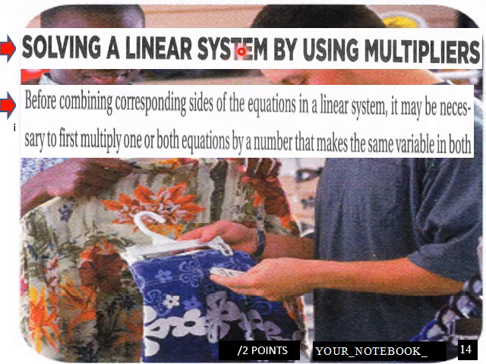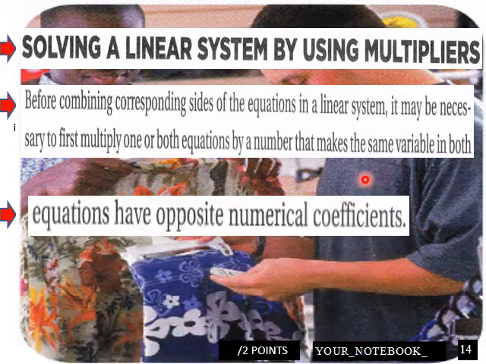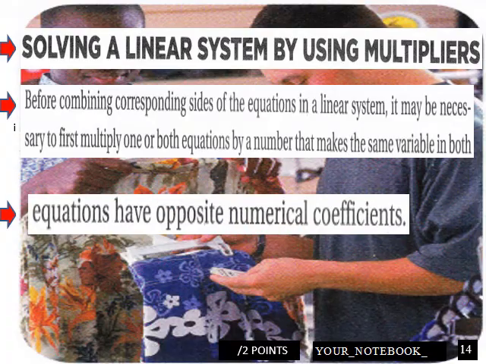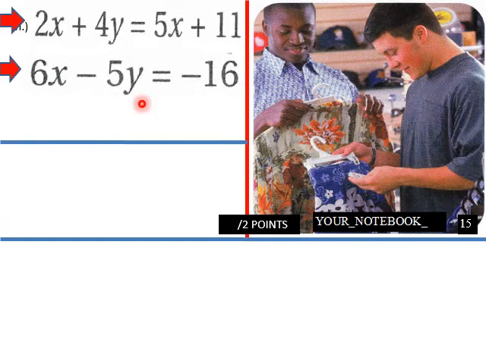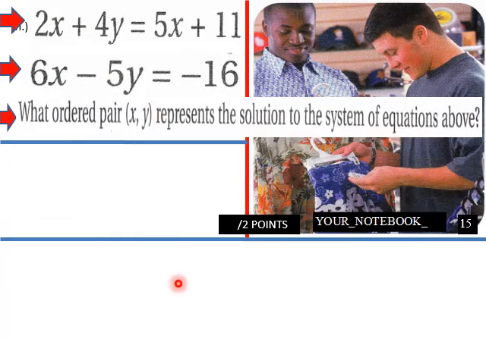Solving a linear system by using multipliers. Before combining corresponding sides of equations in a linear system, it may be necessary to first multiply one or both equations by a number that makes the same variable in both equations have opposite numerical coefficients. So I think we can do that in this situation here.